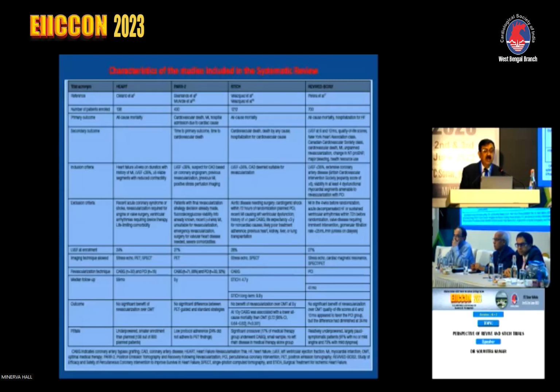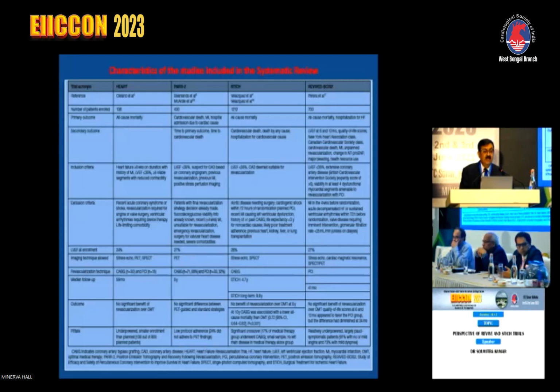Then Part 2 had a more varied kind of inclusion criteria. STITCH did not depend on viability at all. Whenever the coronary anatomy was suitable for revascularization, it was done. And REVIVE BCIS2 had a more stringent criteria, as I mentioned, that they needed to have 4 dysfunctional myocardial segments amenable to revascularization with PCI.